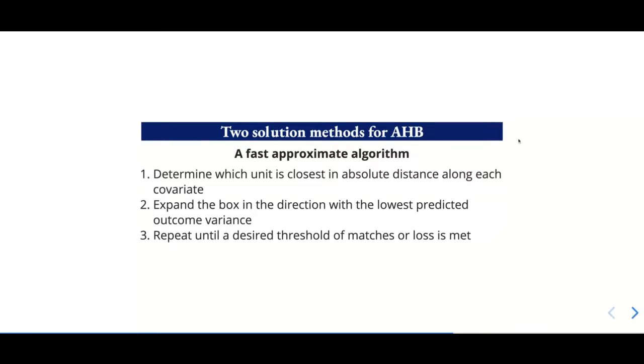Again, I'm not going to go into too much detail on how this algorithm works, but suffice to say that it works somewhat greedily by essentially doing a direction-wise expansion for the box. So suppose that you have a unit that you want to match. You're going to consider each covariate on its own terms, and you're going to expand the box along the covariate or direction with the lowest predicted outcome variance. Then you just repeat and slowly grow this box until a desired threshold is met. In practice, empirically, we find that the solutions output by this algorithm get pretty close to what a MIP solver would output in a much longer time span.